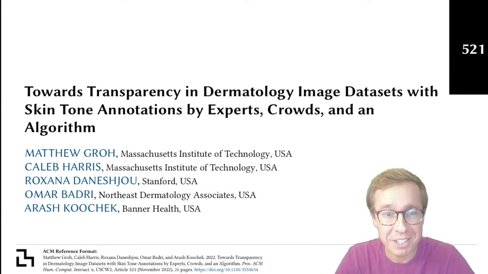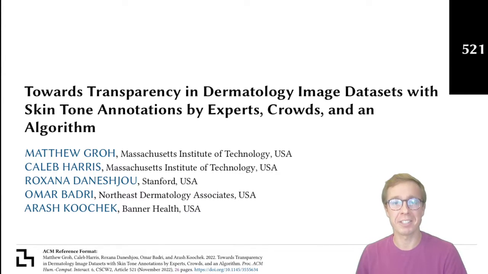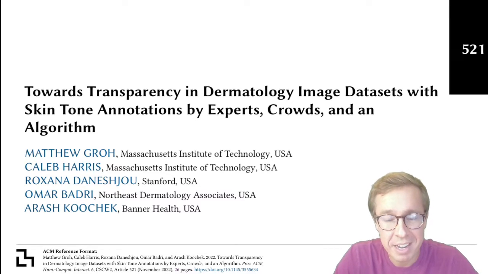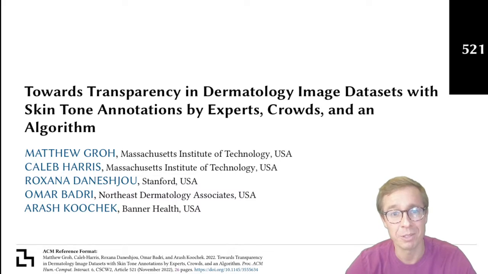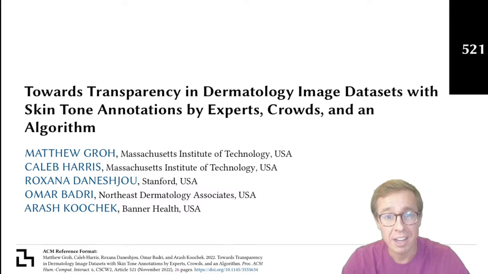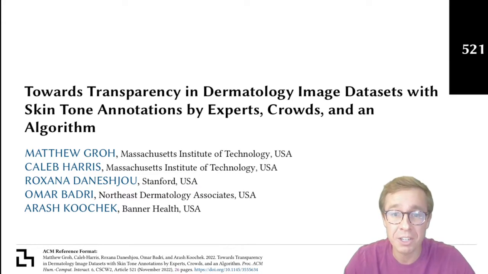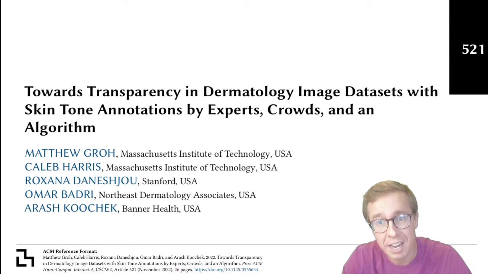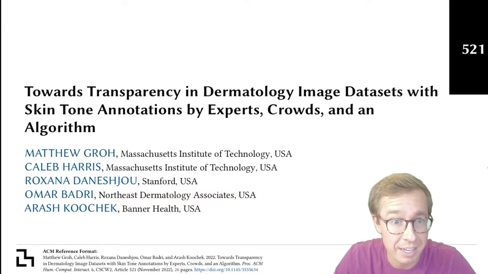I'll be presenting research today on how we can increase transparency in the machine learning development pipeline, such that we can avoid systematic errors in algorithmic decision support tools, and, in particular, address how we can do this for large data sets of images of skin disease that are used for trained models to classify skin disease.